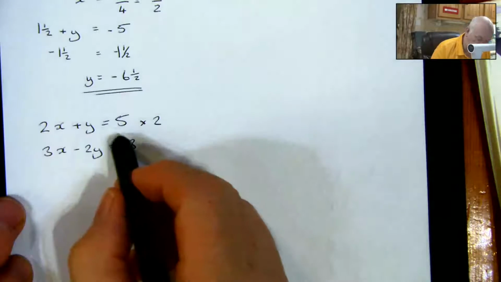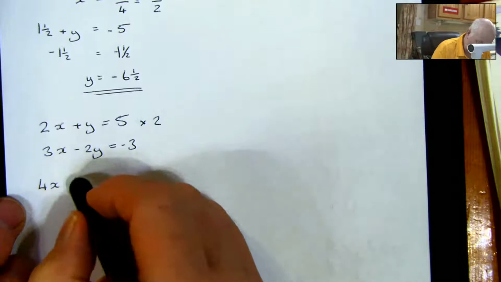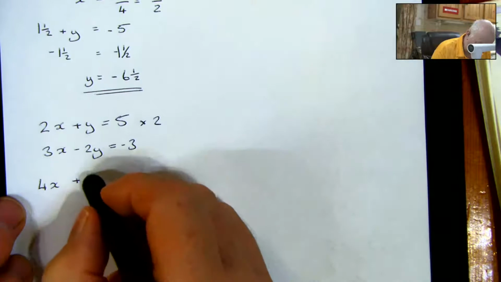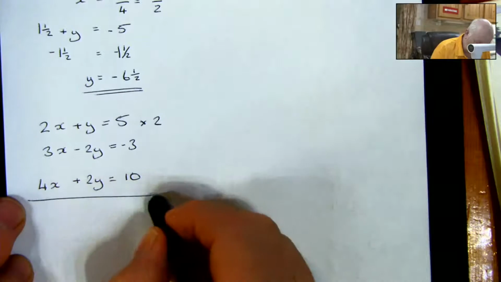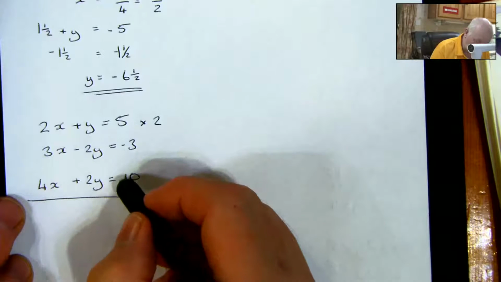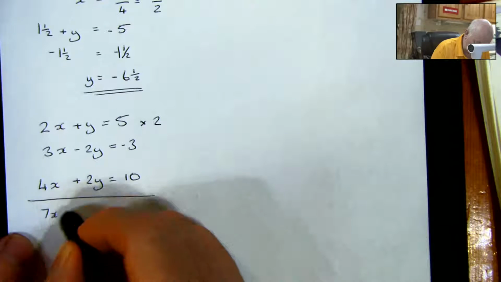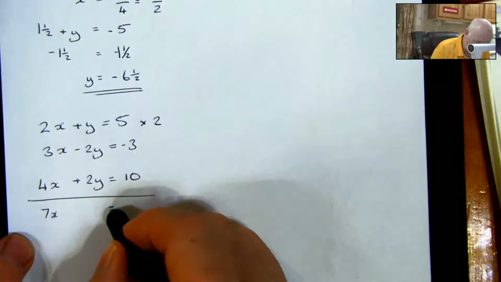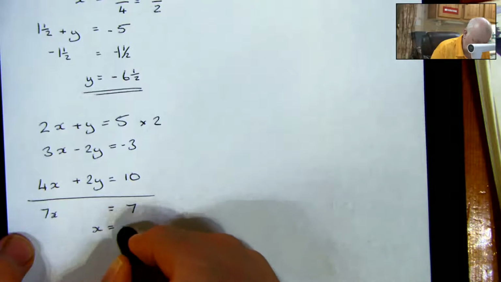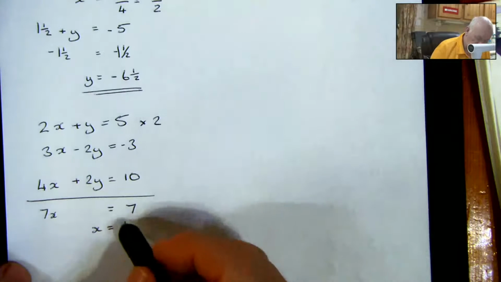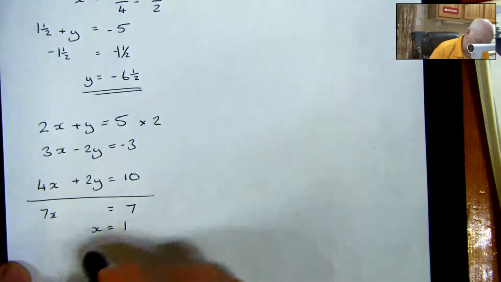So let's do that. So that's going to give me 4x plus 2y equals 10. These two now we can add up to eliminate. So 4x and 3x is going to be 7x. This disappears, and that's going to give me 7. So x is going to equal 1. Substitute in, doesn't really matter which one, we'll do the first one.